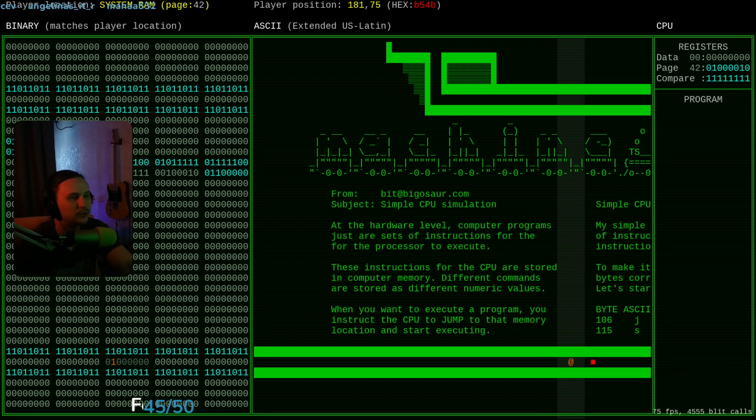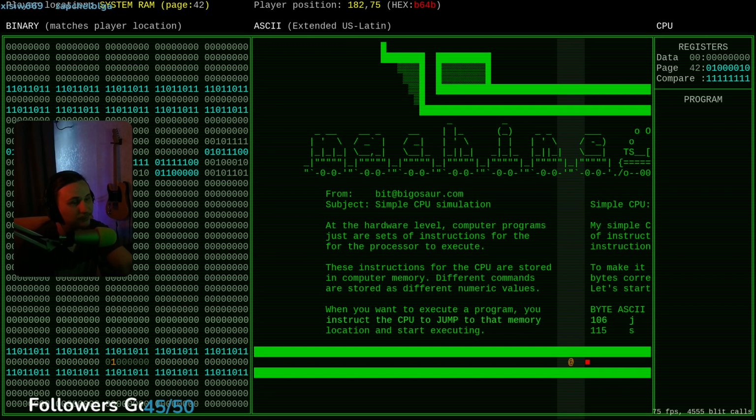Simple CPU simulation. At the hardware level, computer programs are just sets of instructions for the processor to execute. These instructions for the CPU are stored in computer memory. Different commands are stored as different numeric values. When you want to execute a program, you instruct the CPU to jump to that memory location and start executing.